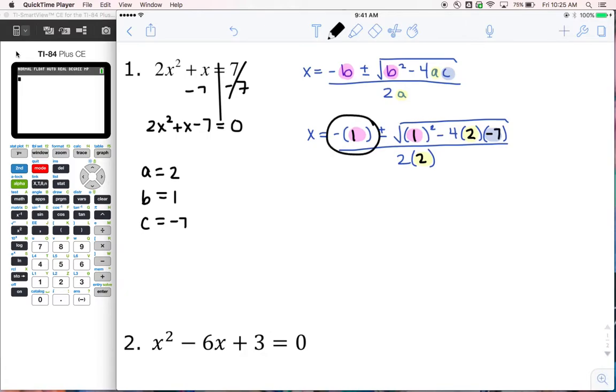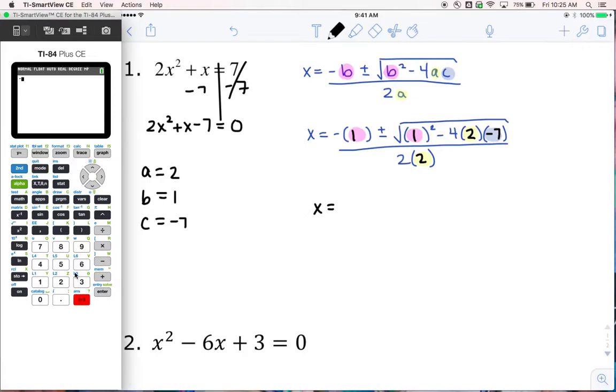To clean this up, I like to do it in 3 parts. First, we focus on this outside piece, and we're going to say x is equal to negative parentheses 1 parentheses. We're just changing the sign of what's in the parentheses, but if that makes you uncomfortable, you can type it in the calculator just like that. Okay, and you will get negative 1. So we get negative 1 plus or minus the square root of some number, I'm going to come back to that, all over 2 times 2, which is just 4.